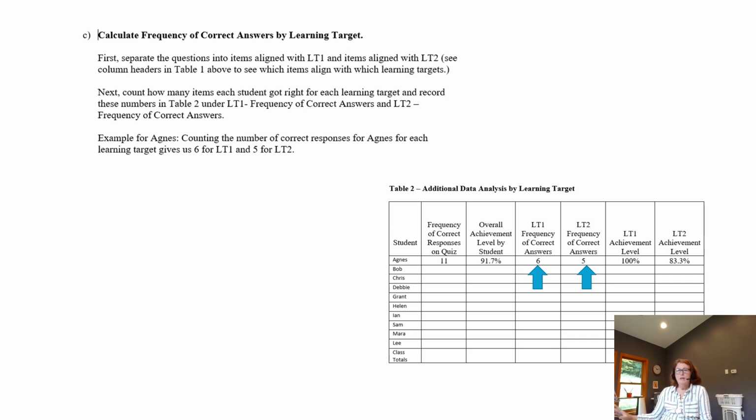Then you have to separate, go back to table 1 and see which questions are aligned with learning target 1 and which questions are aligned with learning target 2, like we talked about, and count them. How many did she get right on learning target 1? How many did she get right on learning target 2? And you're going to put the raw numbers where the blue arrows are.